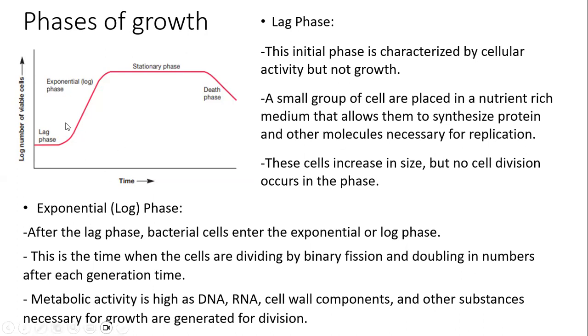Now, the second stage is the exponential phase or the log phase, where logarithmic or exponential growth takes place. Here, at regular time intervals, the cells are dividing by binary fission and they are doubling in number at the end of each generation time. Here the metabolic activity is high as DNA, RNA, cell wall components and other substances necessary for growth are already generated and the cell is dividing.